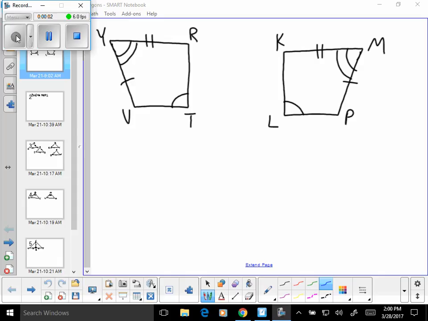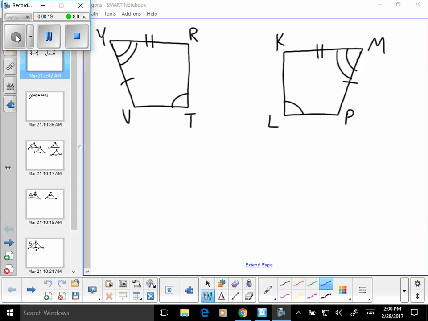Hello again, class. This is chapter 8.3. The lesson is entitled Congruent Polygons. If you'll notice on your paper, it tells us the definition of congruent polygons is that they are polygons with the same size and shape.